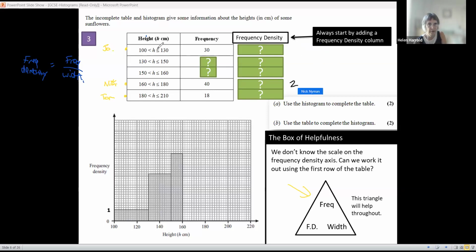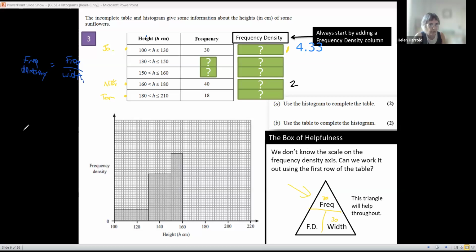So the width of this one is 30 and the frequency is 30. So you've got 30 here and 30 here, so you've just got 30 divided by 30. It's going to be 30, so it's just going to be 1. That one there is going to be 1. Does that make sense, Joseph? So this one here is just going to be 1.